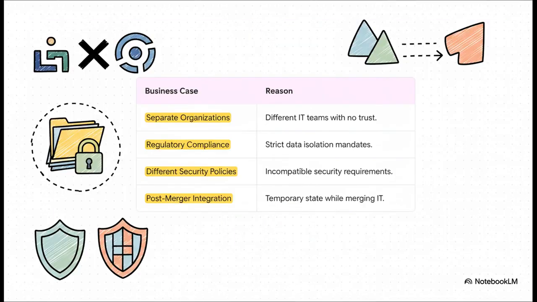And this slide does a great job of laying out those very specific cases. You'd really only think about multiple forests if you're dealing with, say, completely separate organizations that have zero trust between their IT teams. Or maybe you have strict regulatory rules that demand total data isolation. Or you might have security policies that are just fundamentally incompatible. It's also something you might see as a temporary setup during a company merger, right before everything gets consolidated into one environment.